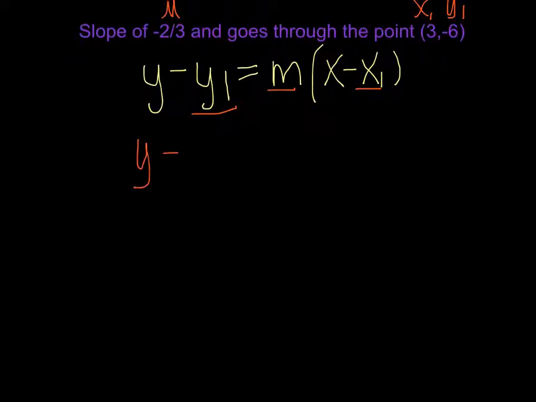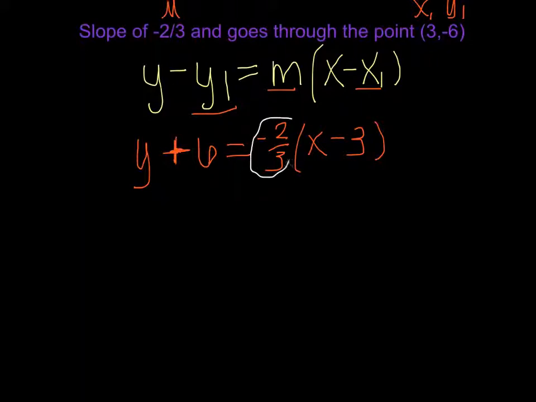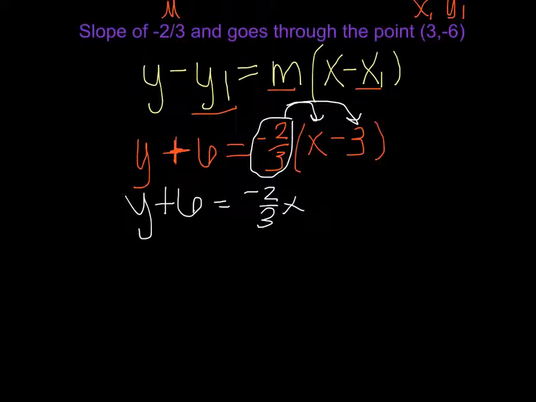y minus a negative 6. Minus a negative changes into addition, so y + 6 is equal to our slope, which is negative 2/3, times (x - 3). We're going to take this negative 2/3 and distribute it into the parentheses. So we have y + 6 = negative 2/3 times x, which is negative 2/3 x, and then negative 2/3 times negative 3. Well, we know that a negative times a negative is a positive, but now we need to look at the fraction.